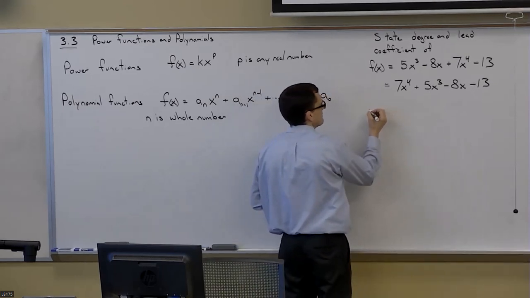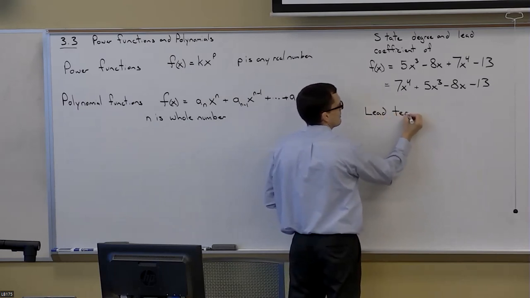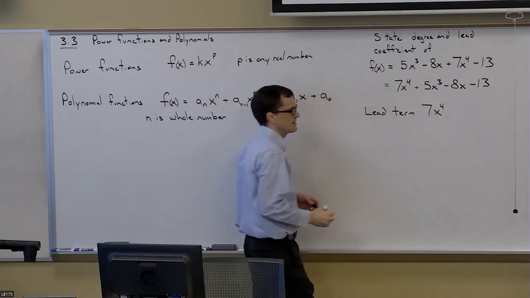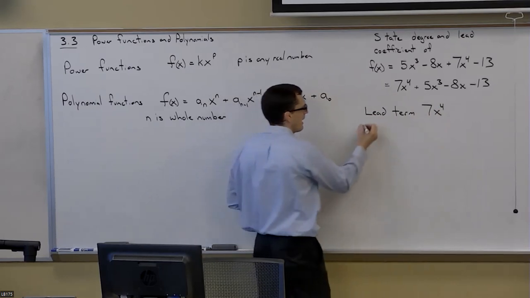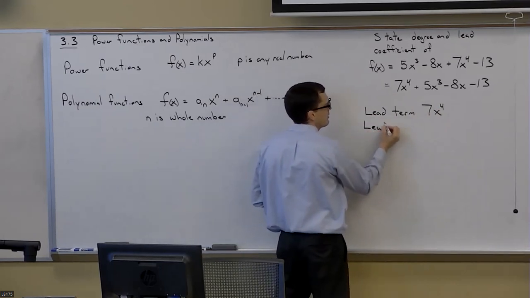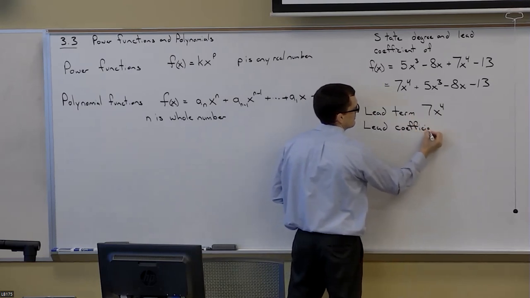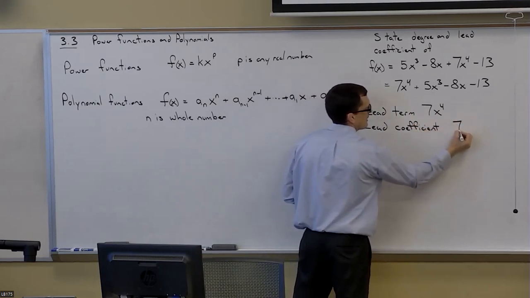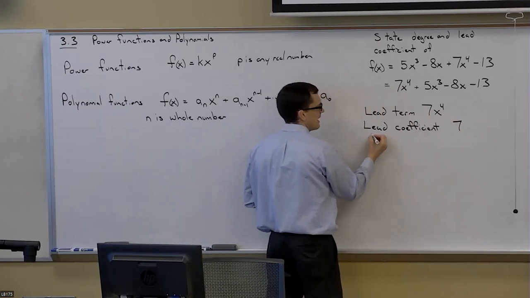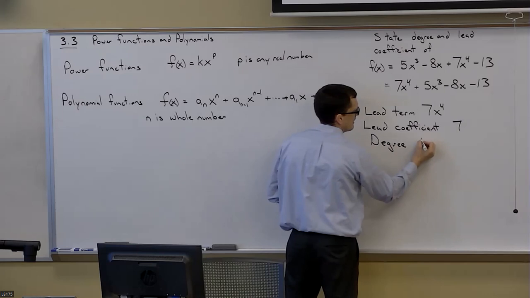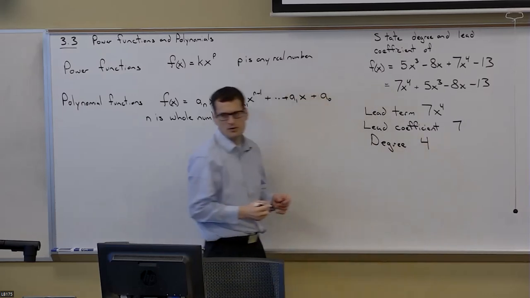Once you write things in descending order, then you can say the lead term is 7x to the 4th. It's the one with highest degree. And therefore the lead coefficient is 7, and the degree is 4.